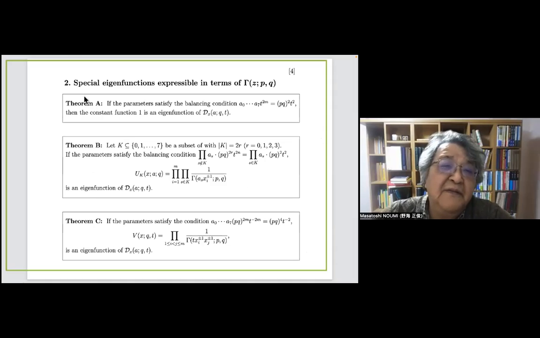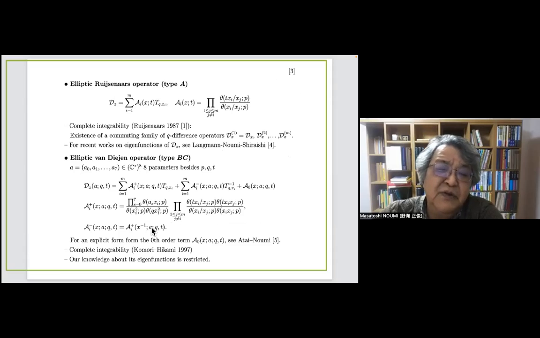Okay, so I first remark there are some special eigenfunctions expressible in terms of the Ruijsenaars elliptic gamma function. Before this, I'd like to comment that the constant function 1 is not always an eigenfunction, but it is an eigenfunction if these parameters satisfy the so-called balancing condition like this. The product of A0 through A7, the product of all A parameters, times t to the power 2m, should equal PQT squared. And this condition is equivalent to saying that if you look at the quasi-periodicity of this coefficient function, then it becomes an elliptic function. Elliptic means p-periodic in each variable, in all the variables.